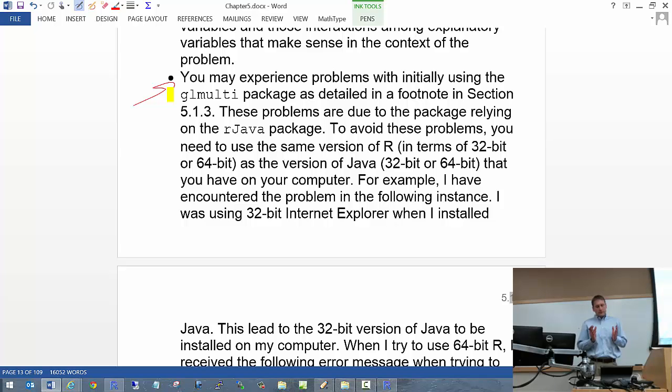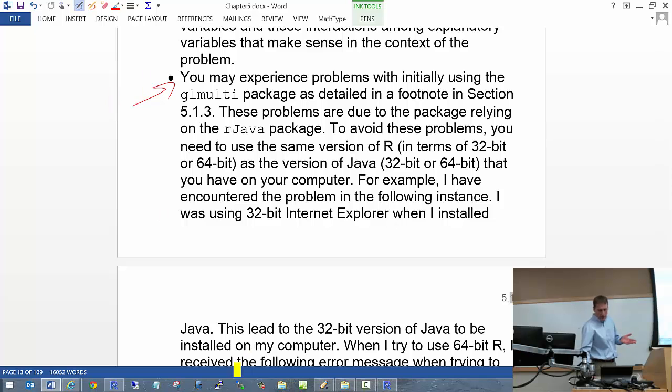Now, if you try to run my code, you might actually get an error message. The reason being is this. The version of R that you use in terms of 32-bit or 64-bit has to match the version of Java that's on your computer, 32-bit or 64-bit. Now in RStudio in Windows 10, typically by default, you end up running 64-bit R.